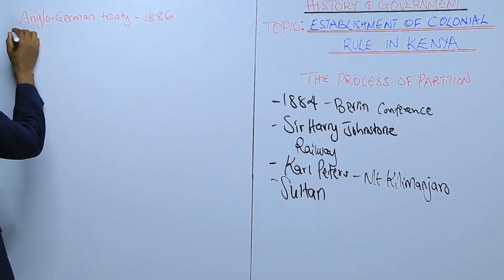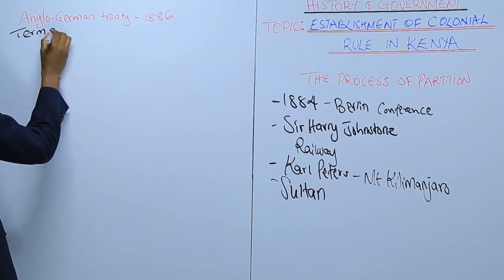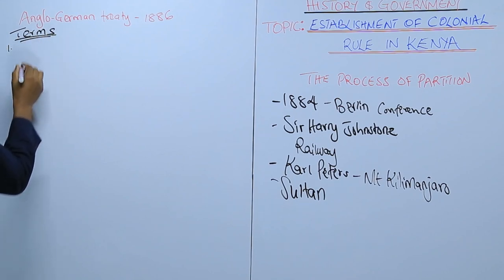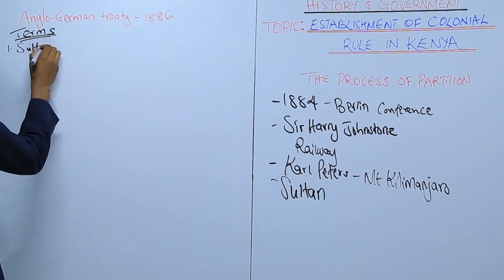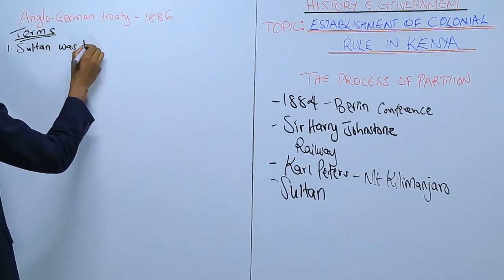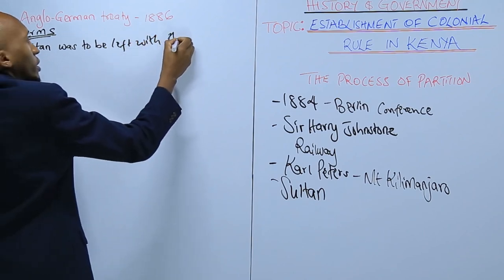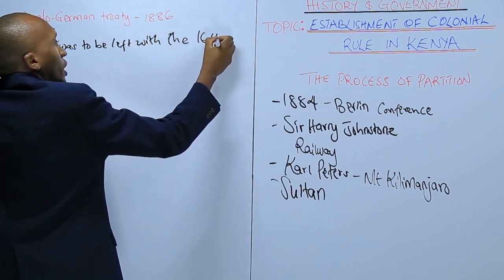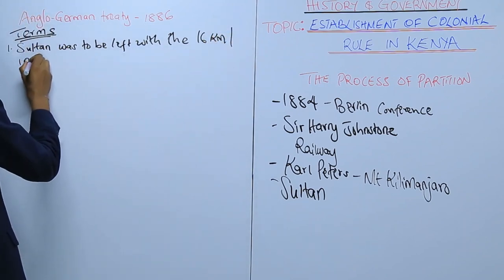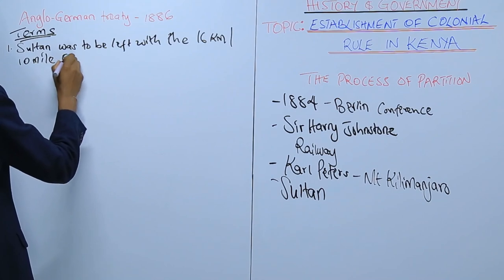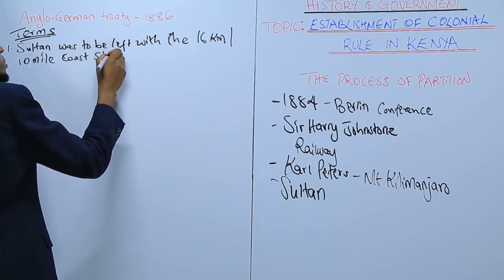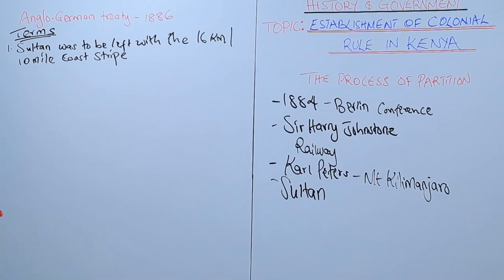So we are looking at the terms of that treaty. The first one is that the Sultan was to be left with the 16 kilometer, or 10 mile, coastal strip. So the Sultan was to be left with that strip, and then also he was given the offshore islands.